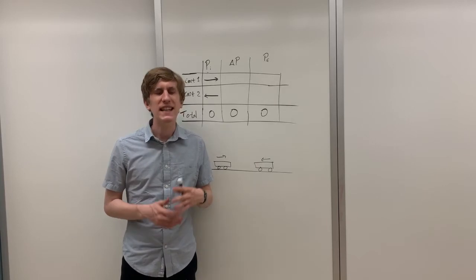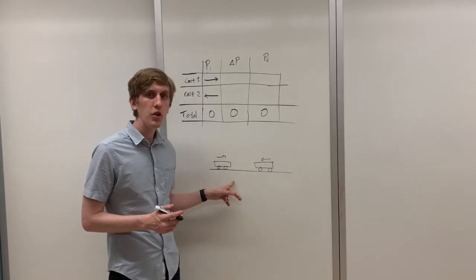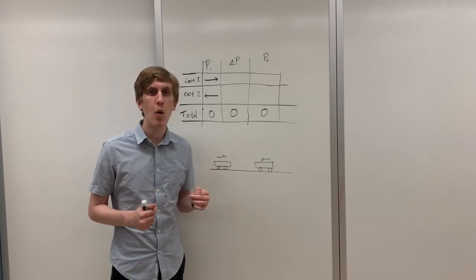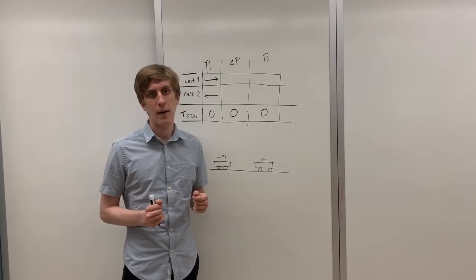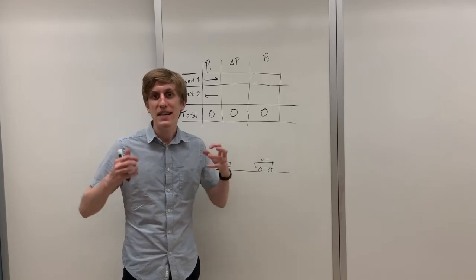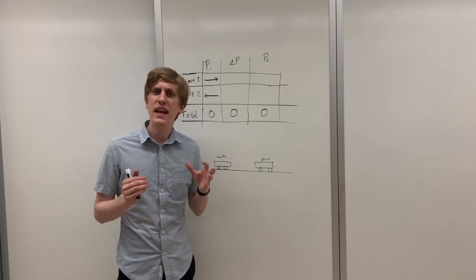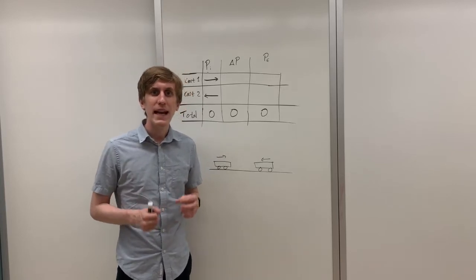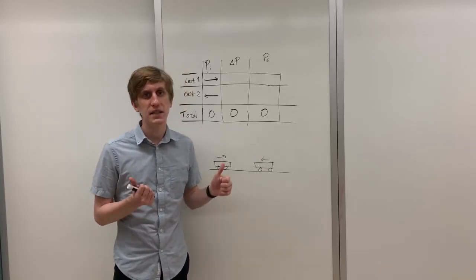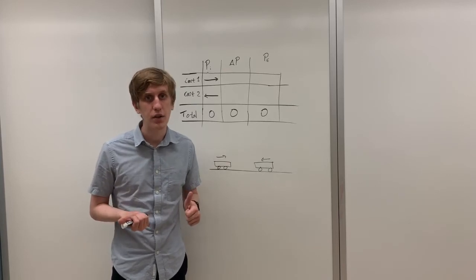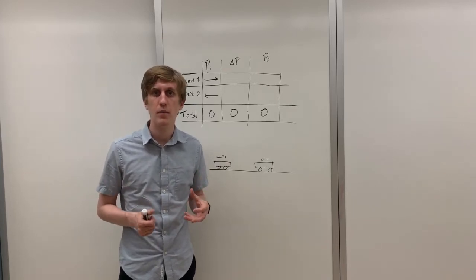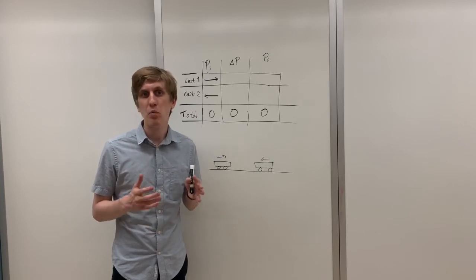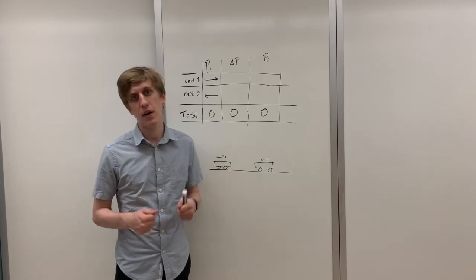The answer is 0. When the carts were not stuck together, the total momentum of the system was 0 because they were traveling in opposite directions. However, now they are stuck together, so if they are traveling, they have to be traveling in the same direction. It's impossible for two objects that are traveling in the same direction to have a total momentum of 0. So the only possibility, if the carts are stuck together, is that they're at rest. They just run into each other and stop moving.